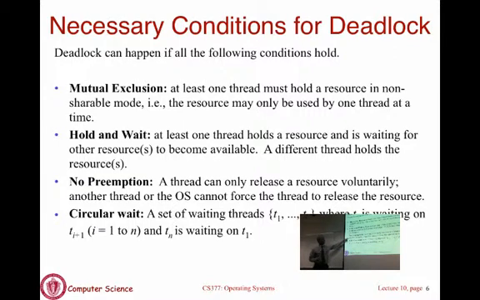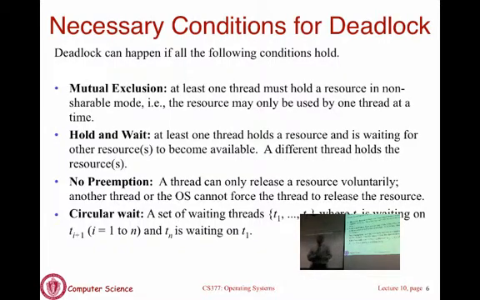So a thread can release a resource voluntarily. The system will not forcibly take away the resource from it. This non-preemption has nothing to do with non-preemptive CPU schedulers. You can still have a non-preemptive or preemptive CPU scheduler that's independent of it. This is just talking about resources that you hold. Once you grab a lock, you have to release it. Nobody is going to take it away from you.